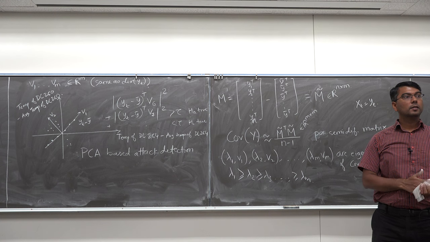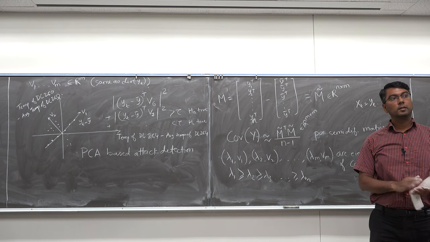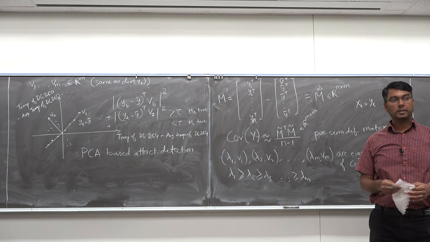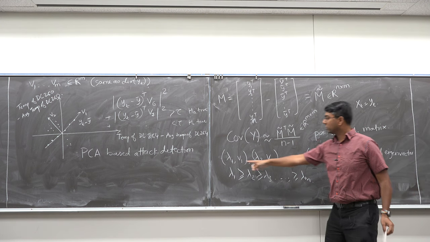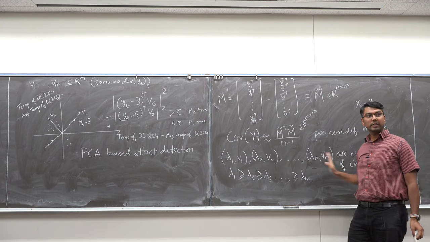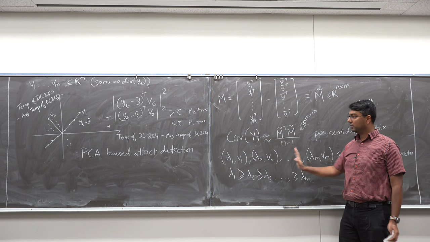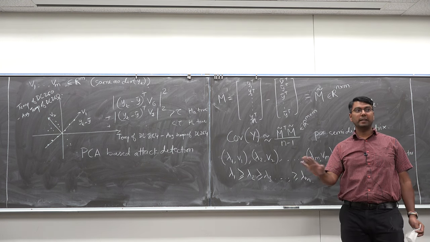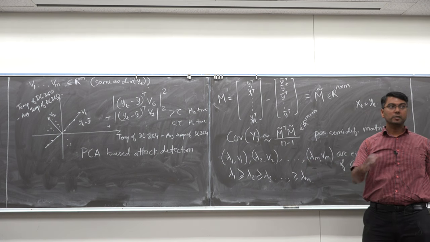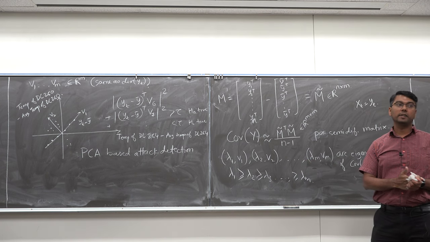It's like you're looking at whether the yt minus y bar is in the null space of the vectors. Yes, that's right. It won't be in the null space of V1, V2 and V3, but for the rest, it'll be in the null space. We are just checking that it should be in the null space, then there is no problem. If it is not in the null space, then there is a problem. That's what we are trying to detect.